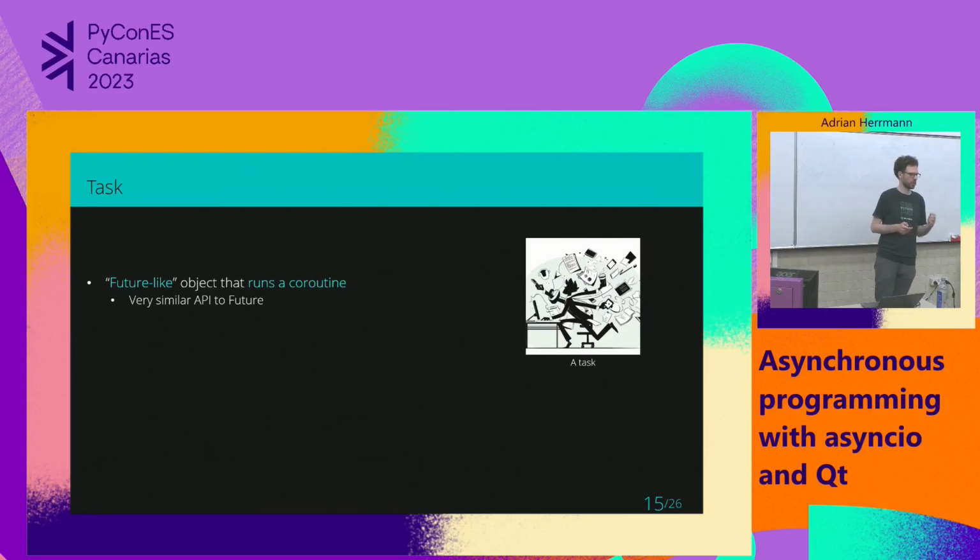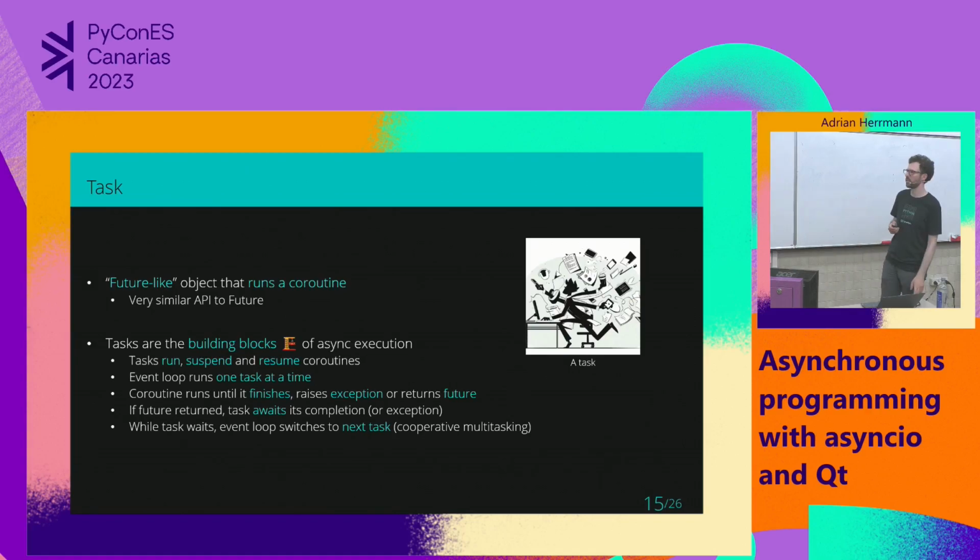Remember, a future only manages a result. A task is what actually is going to run the code of your coroutine. It's going to be run from within this task. So in a way, in my opinion, tasks are the building blocks of asynchronous execution, because a task will run, suspend, or resume a coroutine. And remember, I talked about cooperative multitasking, right? So we switch between tasks. We always run one task at a time, and these are the tasks that we run.